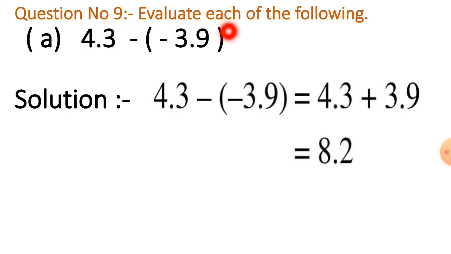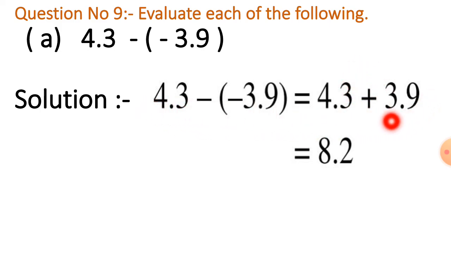Question number 9 is there. Evaluate each of the following. A part is there: 4.3 minus, minus 3.9. Before solving this question, we are going to remove these brackets. For that we have to combine these signs. There should be one sign, not two signs. So minus minus will be plus. So for this, the brackets are going to be finished.